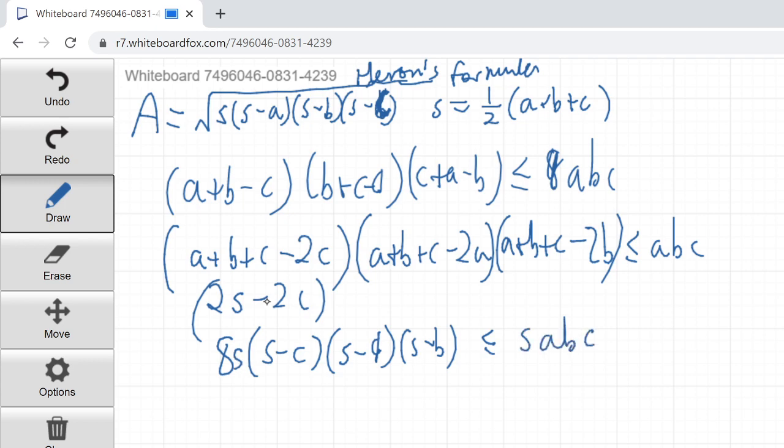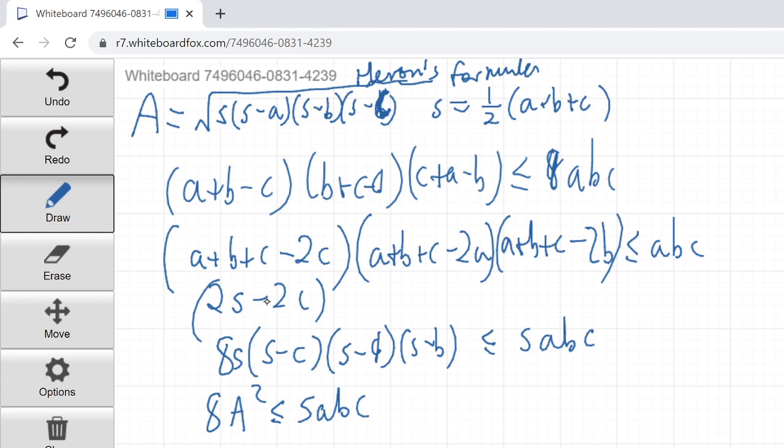So you're trying to show that basically 8 times the area squared is less than or equal to s times abc. Does that make sense? 8 times the area squared is less than or equal to s times abc.